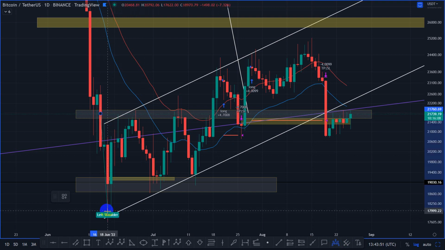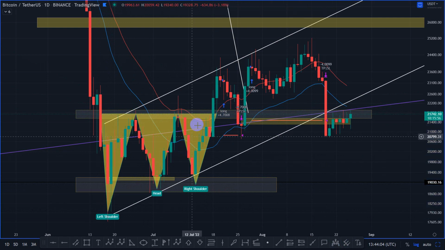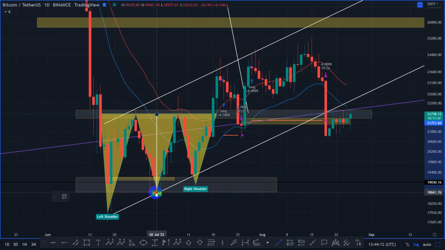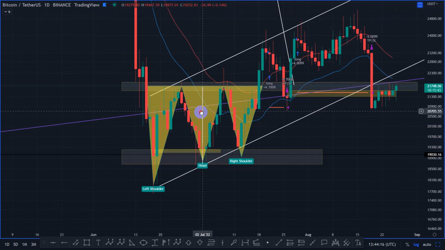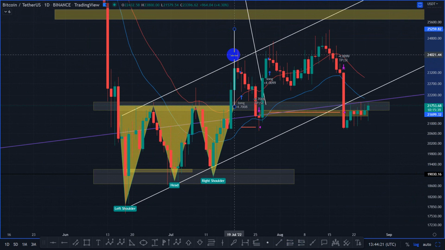Some people talked about head and shoulders over here, which I said at the very beginning is invalid. But some of them still say, well, that's head and shoulders, and we can trade it. According to that pattern, they say it surely worked out, because you take the length of the head, project it from the point where it got broken, and that's how you get the target for the head and shoulders.